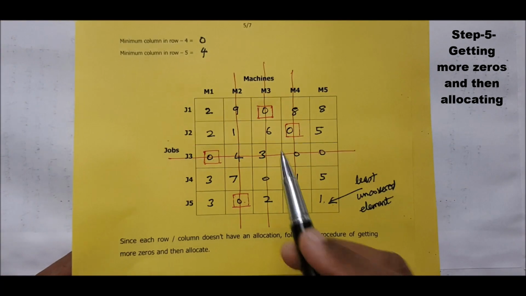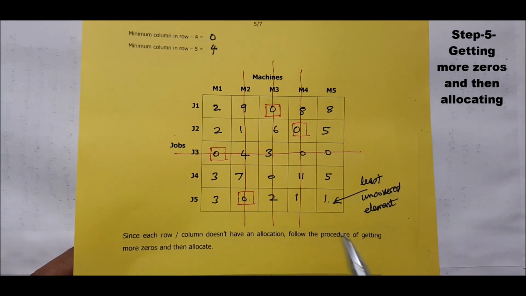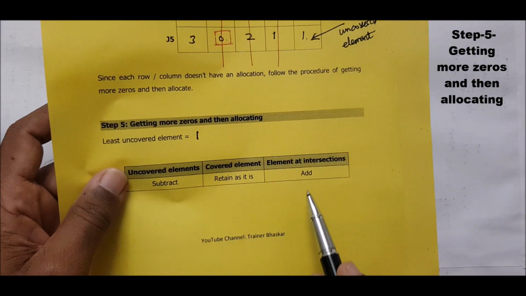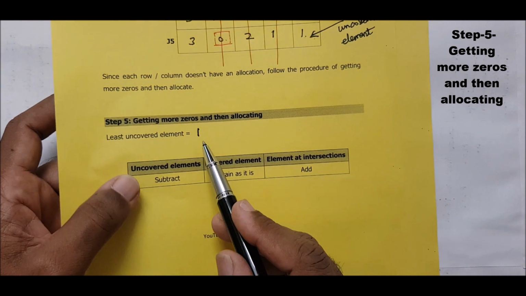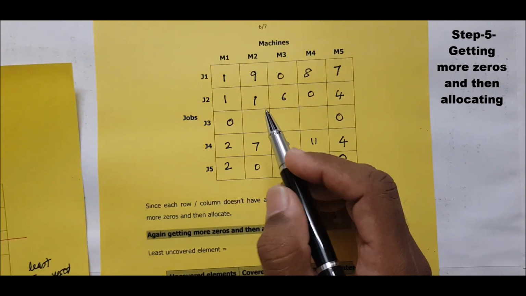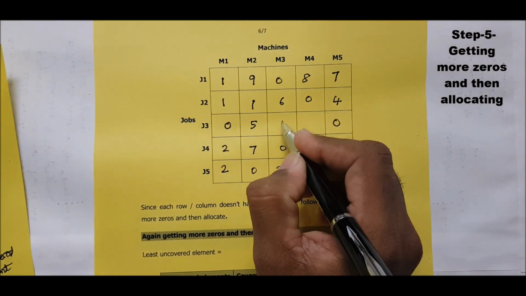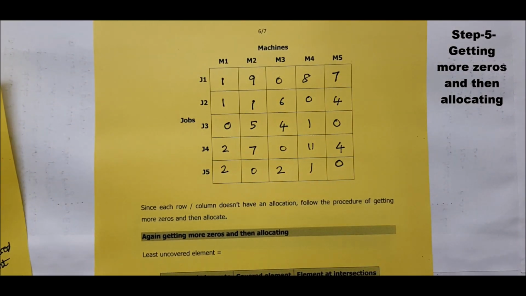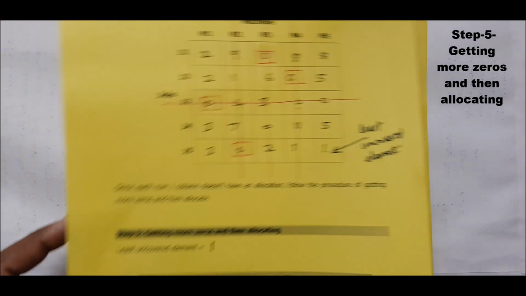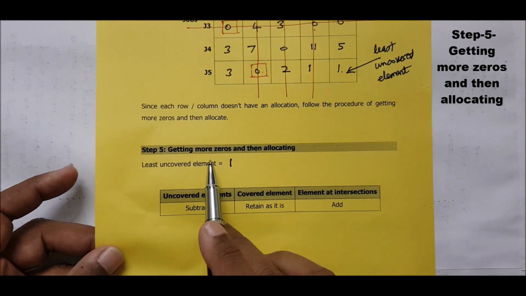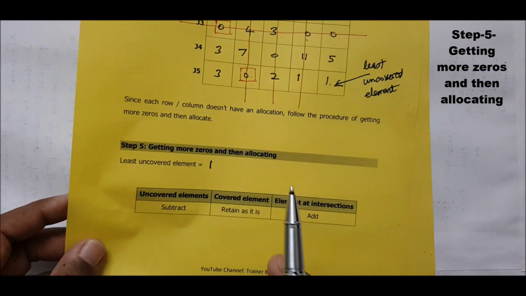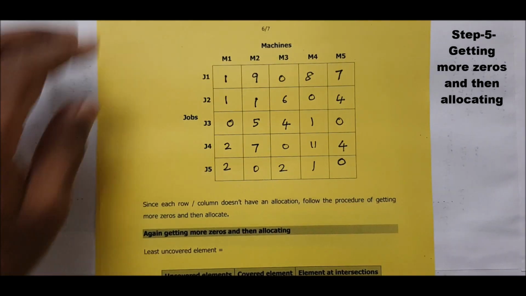And these are elements at intersections. For elements at intersection, I will add this one. I will add this one. Automatically this becomes 5, 4, 1. That is what it becomes. So this is the new table. Now what is this particular step? Getting more zeros and then allocating. We have got more zeros.